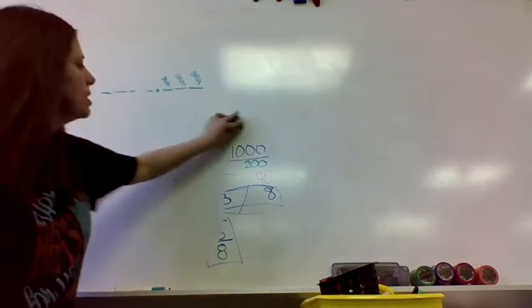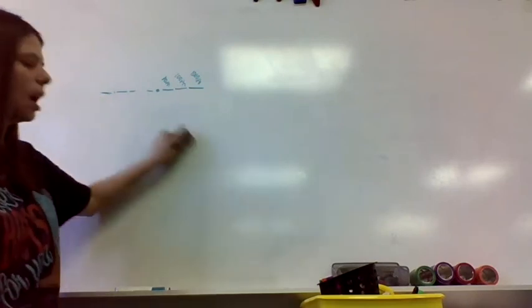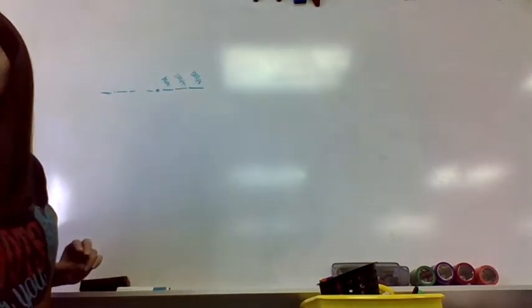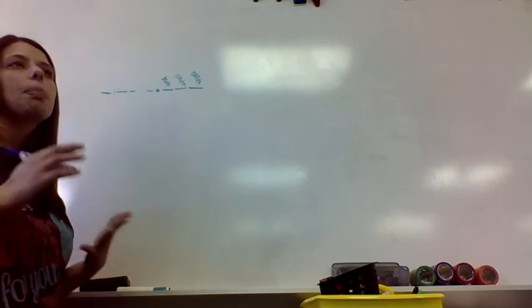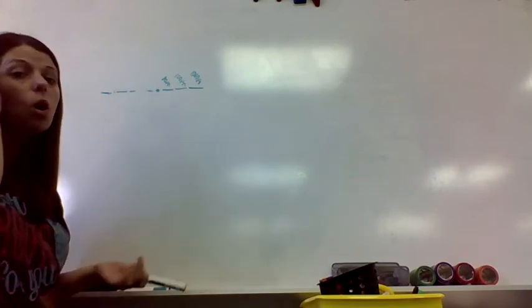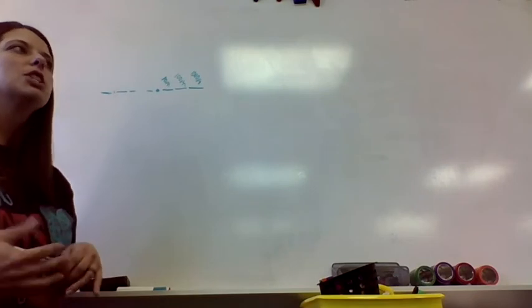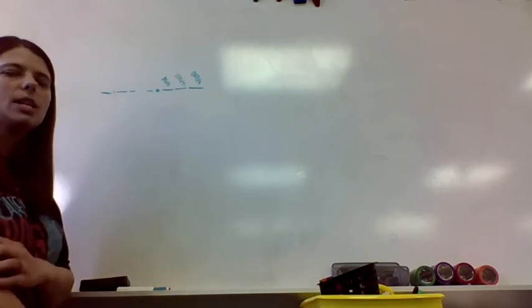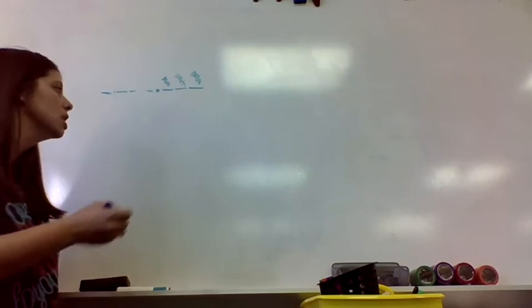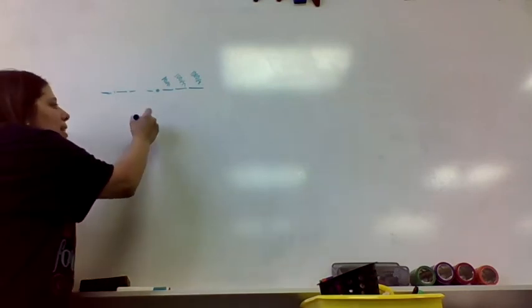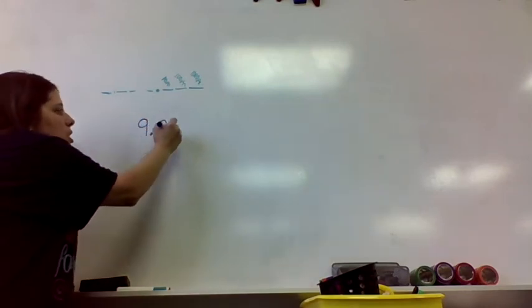All right, let's try something a little bit different. Let's try taking a decimal that may have a whole number in the front, and let's try changing it into a mixed number type fraction and then seeing if we can convert that into a decimal. So what if I have a number like 9.25?